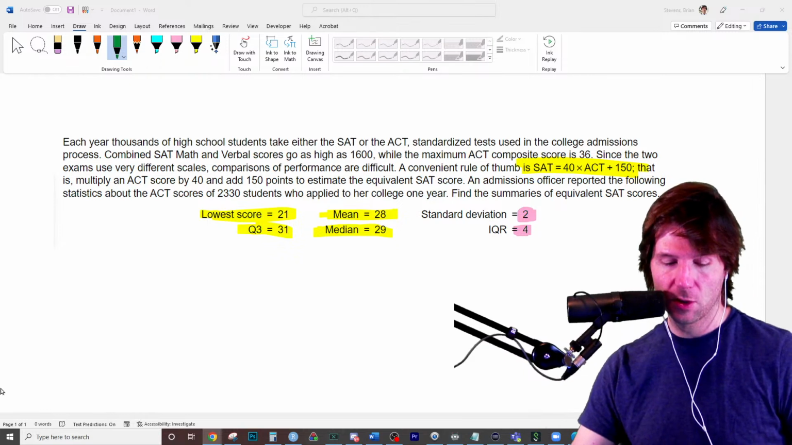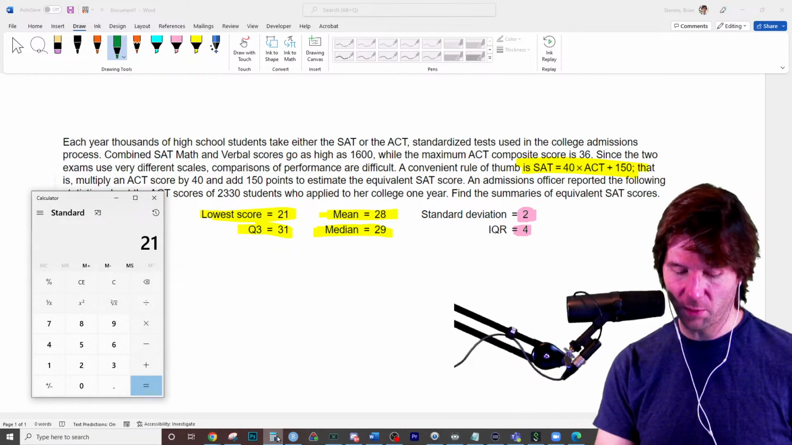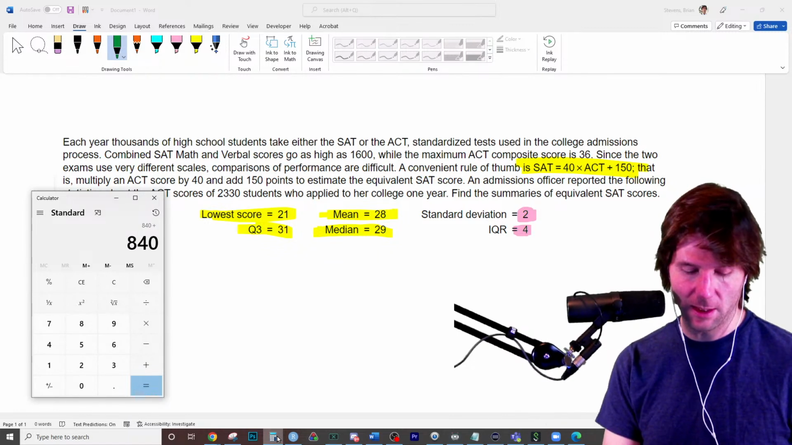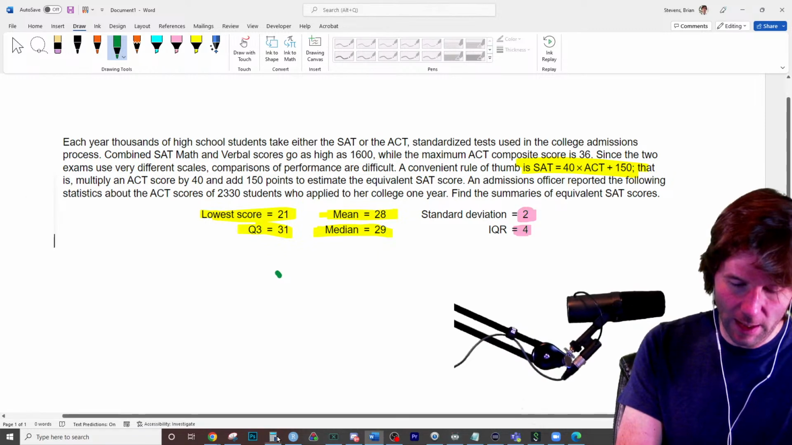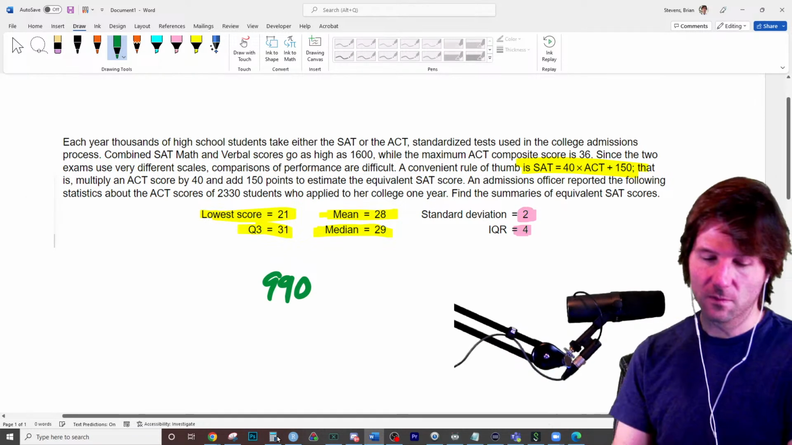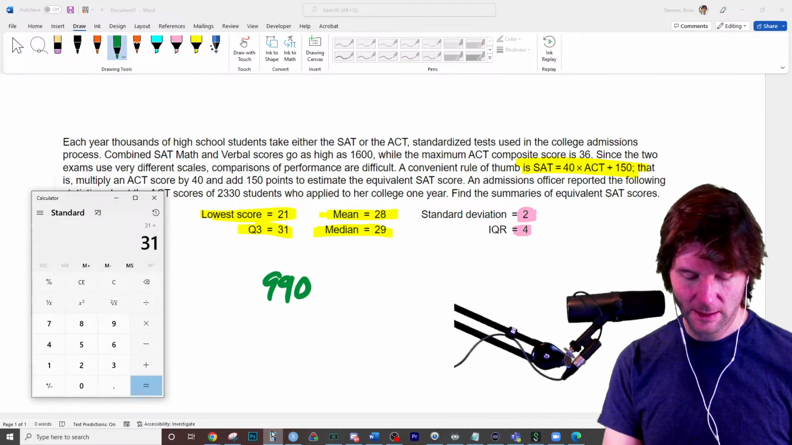You never know. So we're just going to plug into the formula, and we plug in 21. Please tell me if I do my math wrong. It's possible. It happens all the time. There we go, 990. Nice job. So we got 990 for the first one. And now we have Q3. Check my work, please.